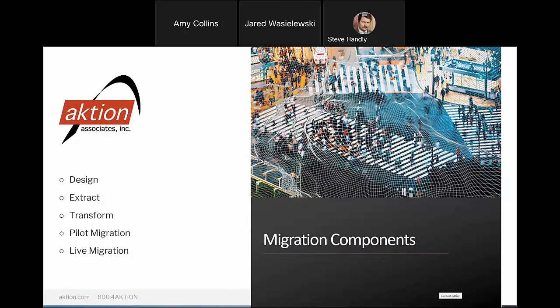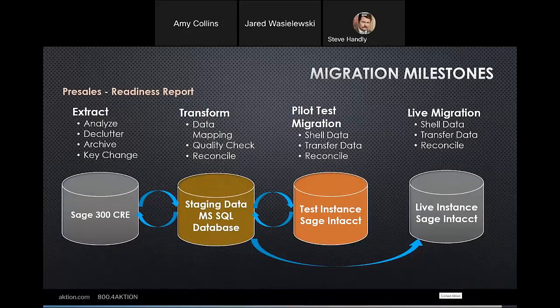So the steps in migration, your data migrations, we'll sit there and design. We'll extract the data from Sage 300. We'll transform it or literally do a data mapping into Intacct. We'll do a pilot migration. We run through a test or multiple tests to make sure it comes over clean, comes over the way you expect it to come over. And then we'll do our live migration. A couple of things to think about when we go through these milestones.